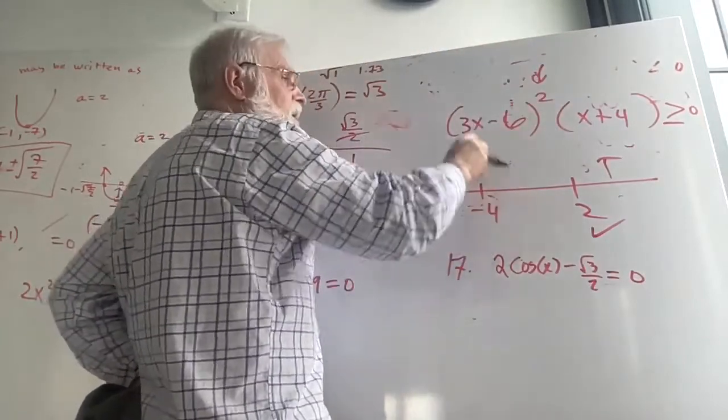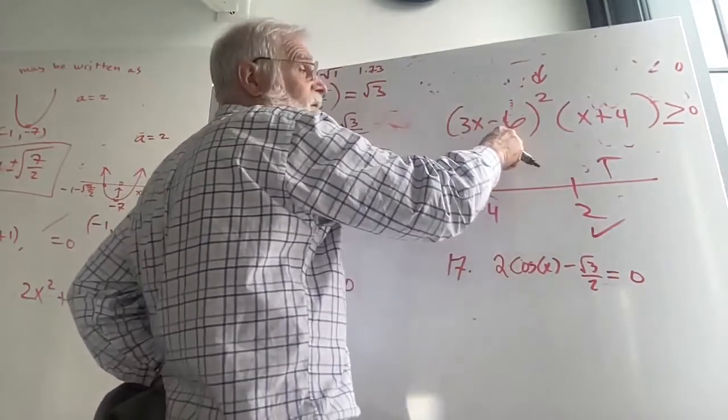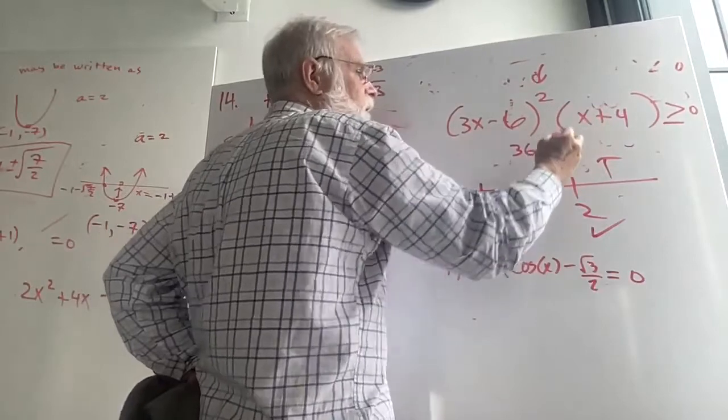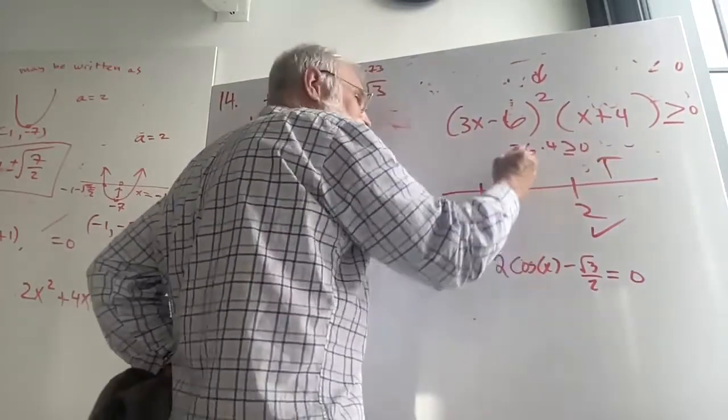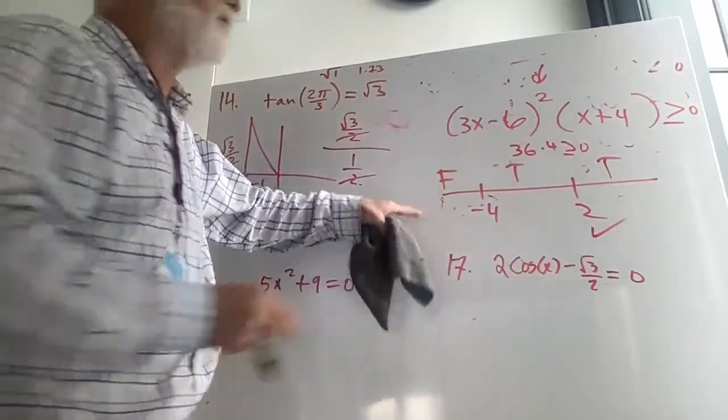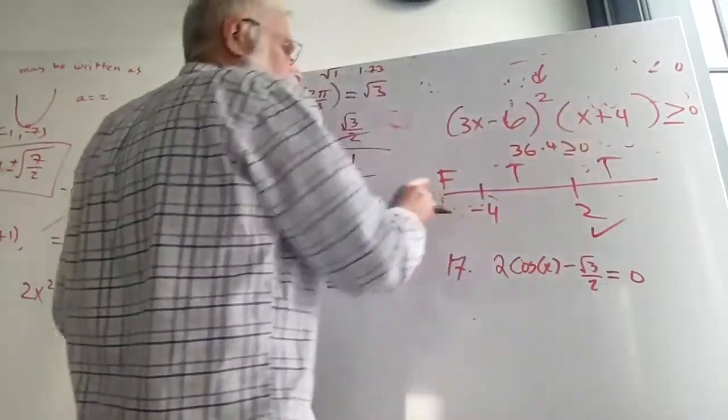Let's put a 0 in. 0 minus 6 is -6, but -6 squared is 36 times 4. Is that bigger than or equal to 0? Yes, it is true. This is the one that's going to be false. You pick a number less than -4, run it through, put the F there.